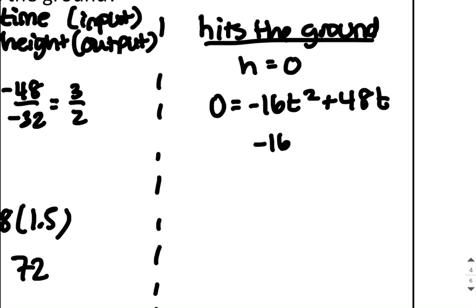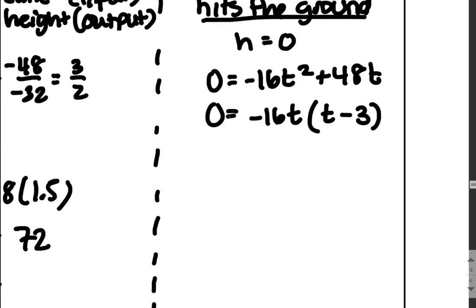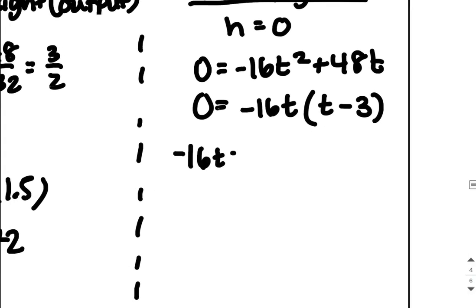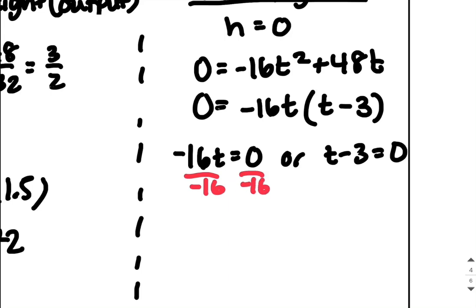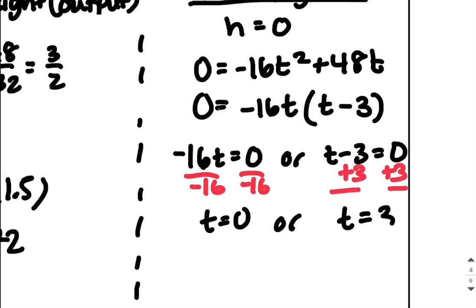They have -16 t in common. So I have -16 t times t gives me -16 t squared. And if I do -16 times -3, I get 48t. So I can factor this to be negative 16t times t minus 3, which means that either negative 16t is equal to 0 or t minus 3 is equal to 0. I'm going to divide both sides by a negative 16 here to see that t is equal to 0, or here I'm going to add 3 on both sides, and I'm going to see that t is equal to 3.